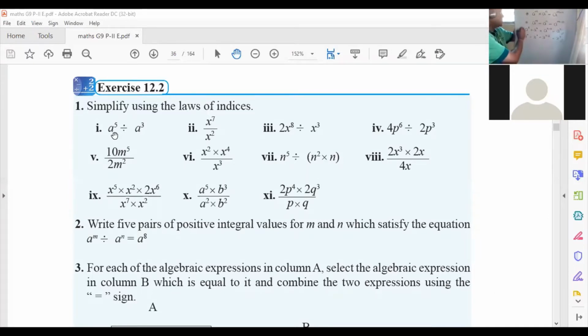Let's take the third question. This is the first question, second question, third question. 2x to the power 8 divided by x to the power 3. When dividing same bases, indices should be subtracted. But here 2 is there. x to the power 8 minus 3, then it is 2x to the power 5.